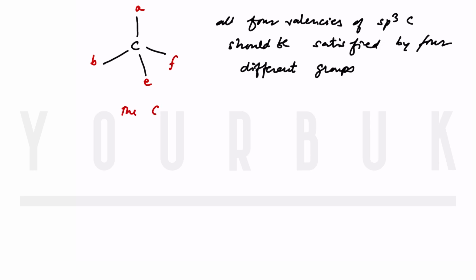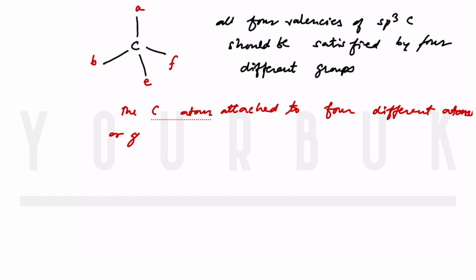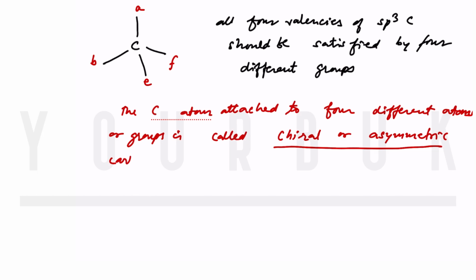Now, a carbon atom attached to four different atoms or groups is called a chiral carbon or asymmetric carbon. We show the asymmetric carbon or chiral carbon by using a star as a left superscript.